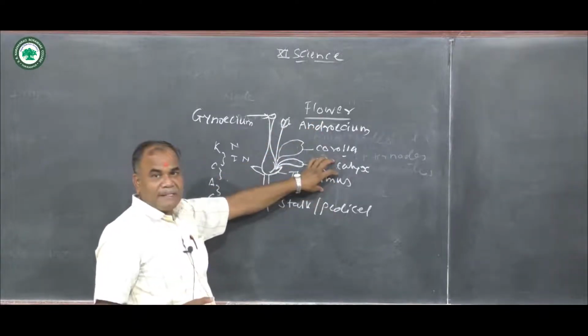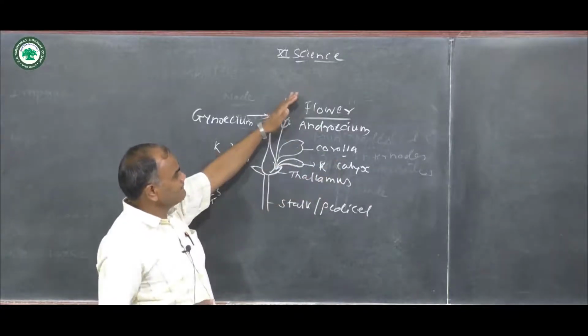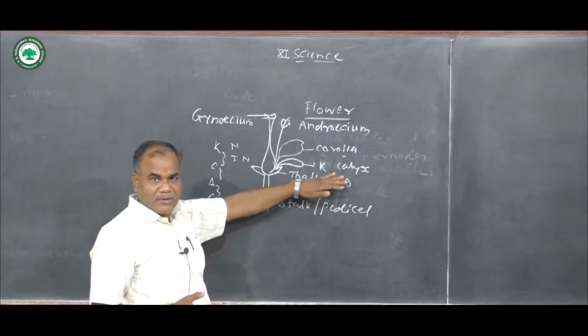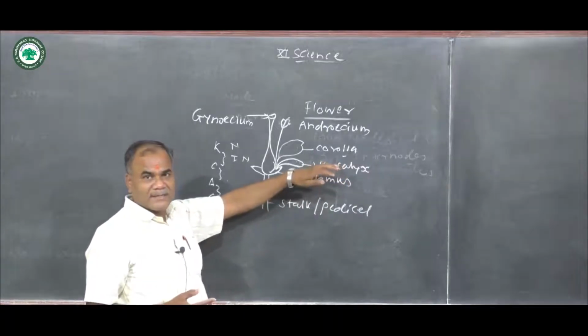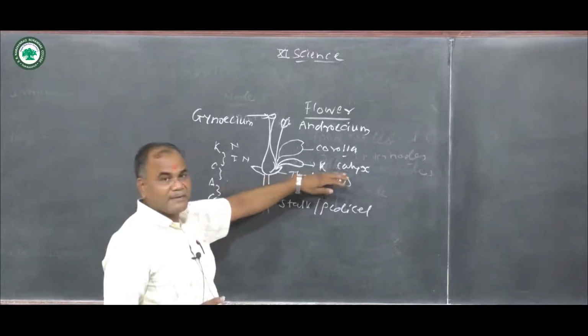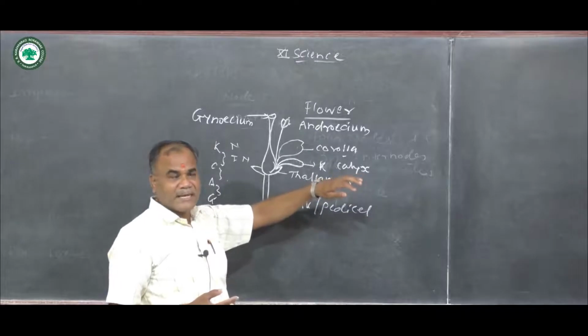When we go from the inner to the outer, the outermost first whorl or layer is the calyx. They are green in color. Their important functions are protective as well as photosynthetic, because they contain the chlorophyll pigment. They have the green color.